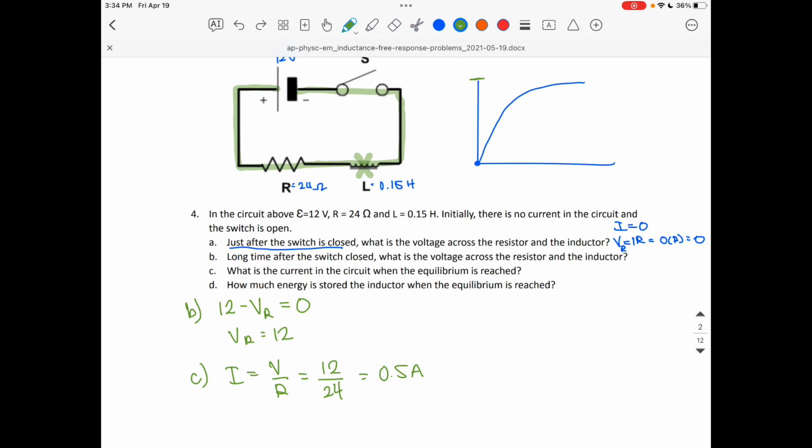Part D, how much energy is stored in the inductor when equilibrium is reached? U is equal to 1/2 L i squared. We've got the inductor of 0.15 henries, the current is 0.5 amps squared, and that gives us 0.019 joules.